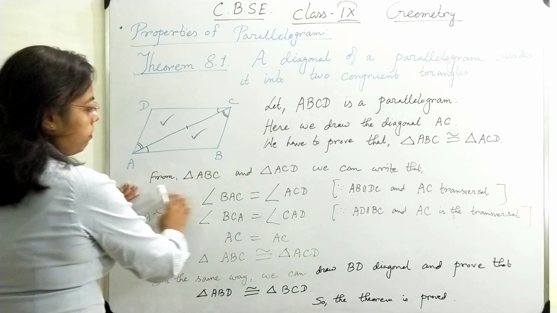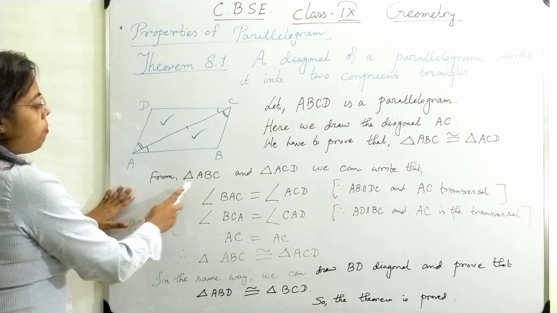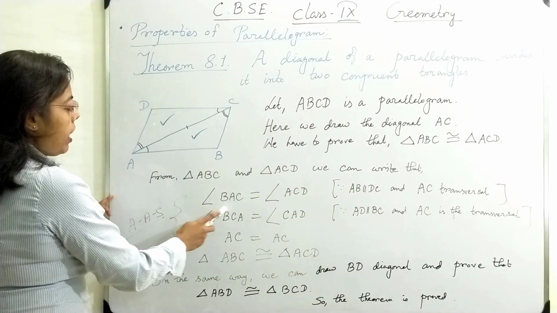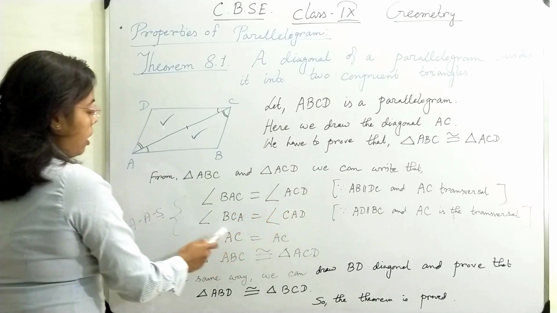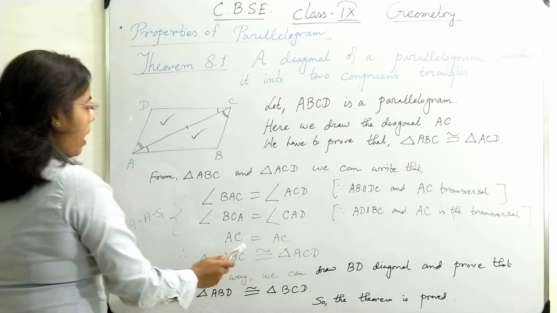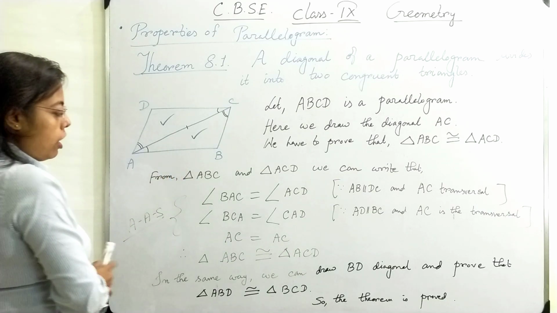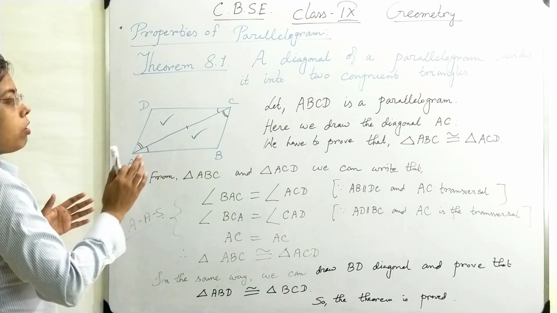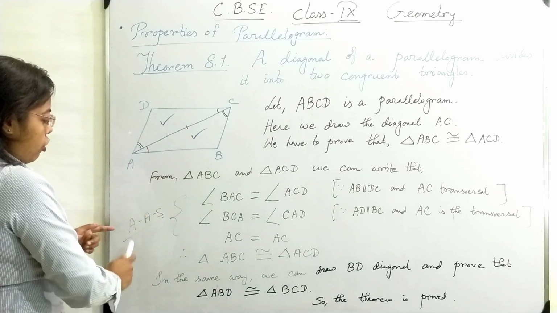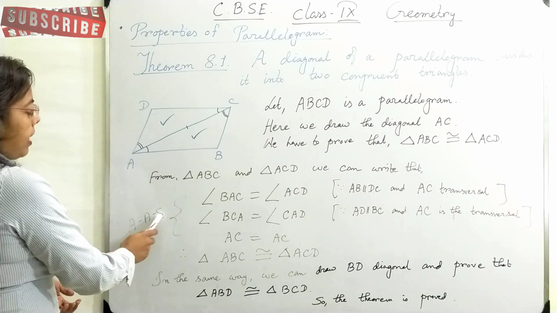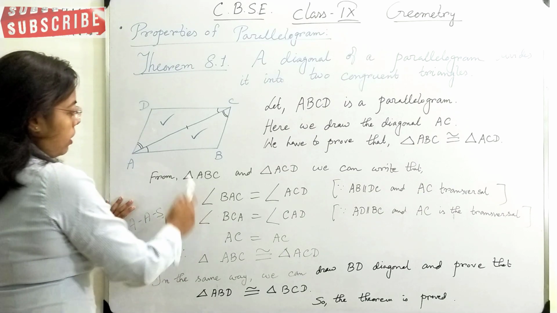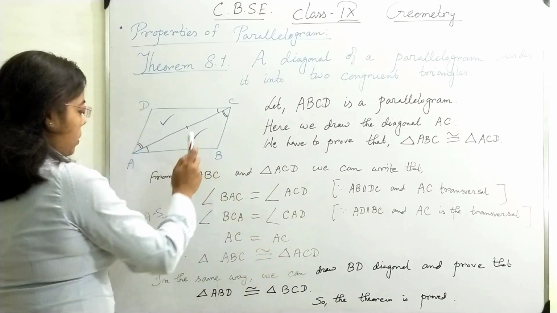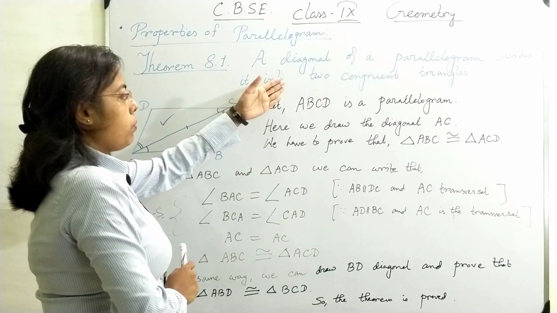And here is the writing of this proof. From triangle ABC and triangle ACD, we can write that angle BAC equals angle ACD, angle BCA equals angle CAD, and AC is the common line, so AC equals AC. From the properties of congruence of triangles, we know the two angles and side property, so we can say that triangle ABC is congruent to triangle ACD. What we had to prove, right?